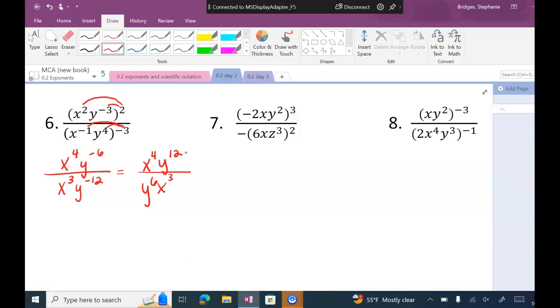Now, before I simplify, let's look in the numerator. Do I have any variables that are the same that I need to put together like we did on one of the previous questions? No. And what about the denominator? Do I have variables that are the same that need to go together? No. All right. So now we can work on simplifying.